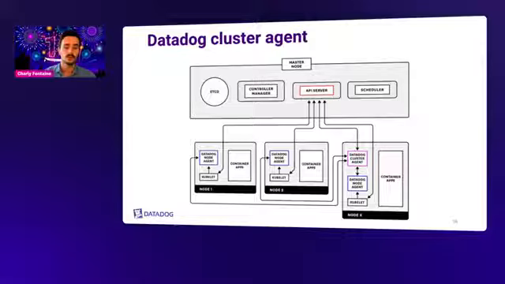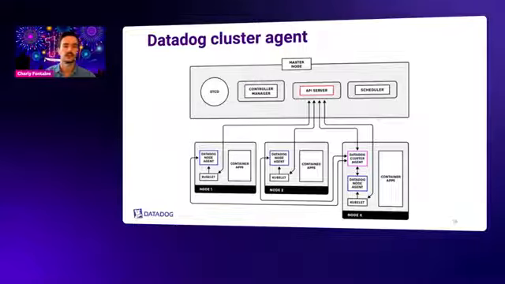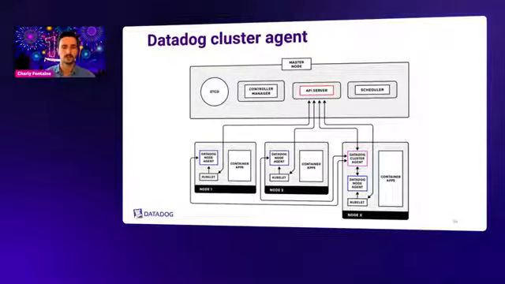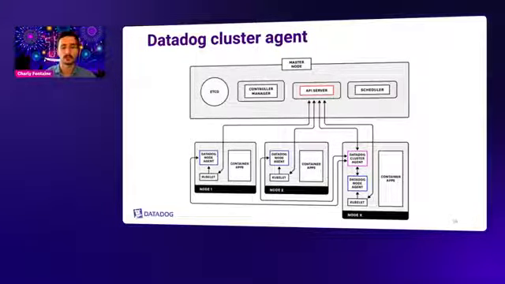But this also enables us to monitor elements that are outside of the cluster. Namely, if you have a relational database in AWS RDS, or in Google, or in Azure, you will be able to use a cluster check to monitor it, because it wouldn't be able to auto-discover it otherwise.